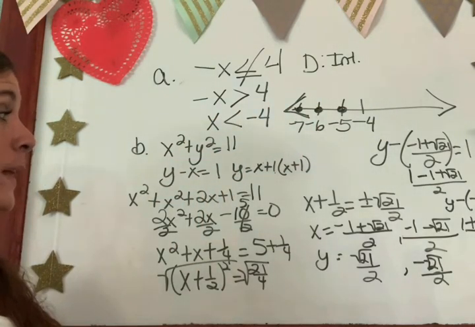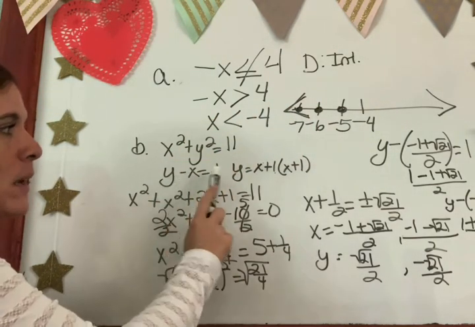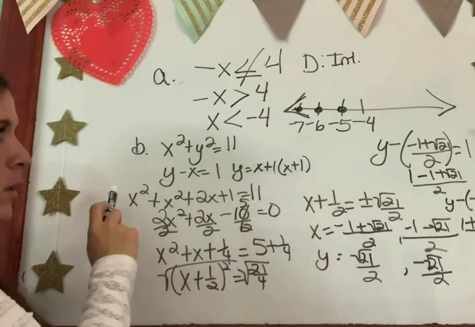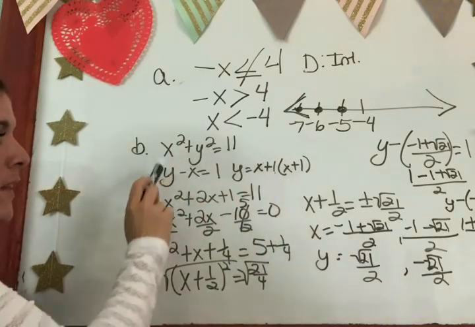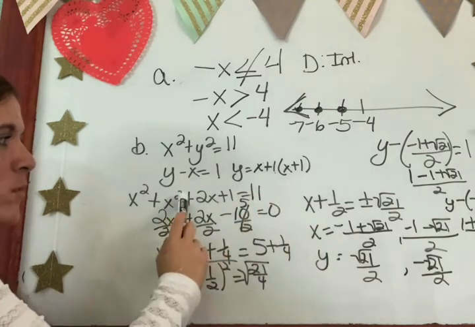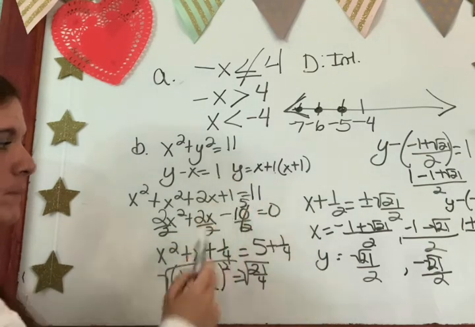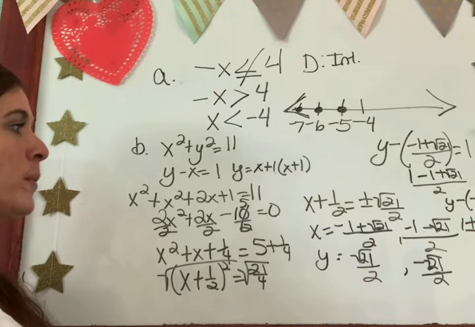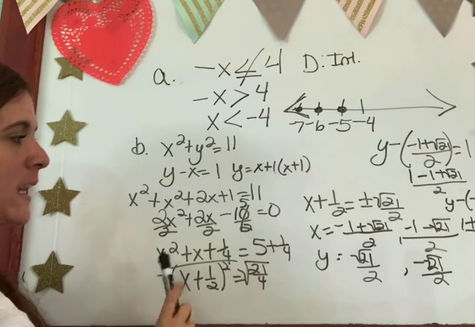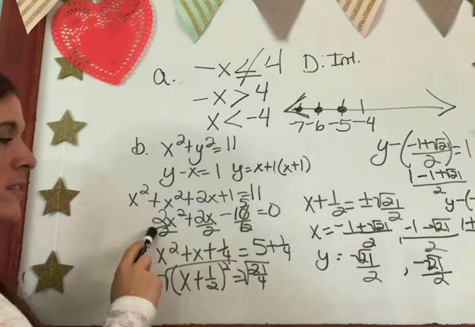Okay, here we go with this one. So we're going to move this over here to be equal. y equals x plus 1, and I plug it into this. x squared, and then we square this, so it'll be x squared plus 2x plus 1 equals 11. I move my 11 over here to make it negative 10, and I divide everything by 2 to get the 2 off of this x squared.